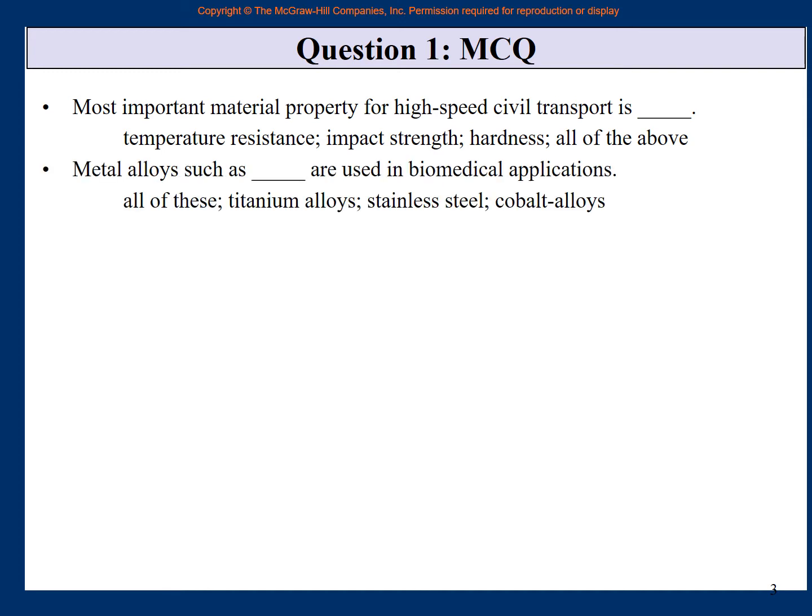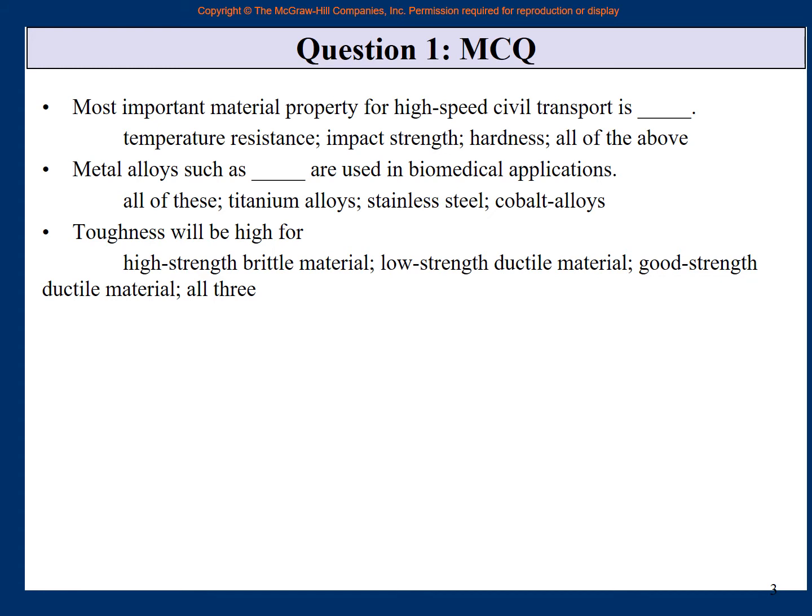So temperature resistance would be your answer. Metal alloys such as this are used in biomedical applications. Titanium alloys, stainless steel, cobalt alloys, and all of these. If you had gone through this introduction chapter well, then you will see that all the three, titanium, stainless steel, cobalt, all these alloys are used in biomedical applications. So the correct answer will be all of these.